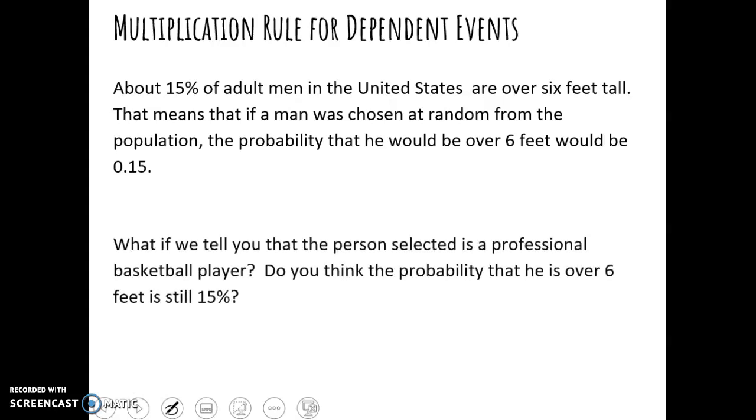Now, if I give you some extra information and I tell you that the person selected is a professional basketball player, do you think that the probability is still 15%? Well, professional basketball players are pretty tall, and I would say a good majority of them are over 6 feet. So, knowing that the person chosen at random is a professional basketball player, I would think the probability that they would be over 6 feet goes up. It definitely increases.